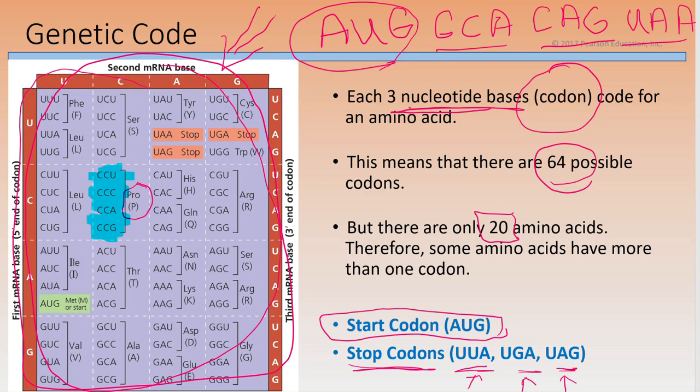Now there are, of course, some amino acids that will only have 1 or 2 codons that code for it, but there are going to be amino acids like proline that have more codons coding for them. And this is why you only have 20 amino acids, but 64 different possible codons. And this is known as your genetic code. Those 64 possible codons that code for your 20 amino acids is your genetic code.